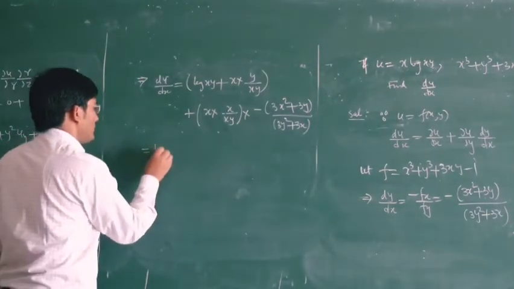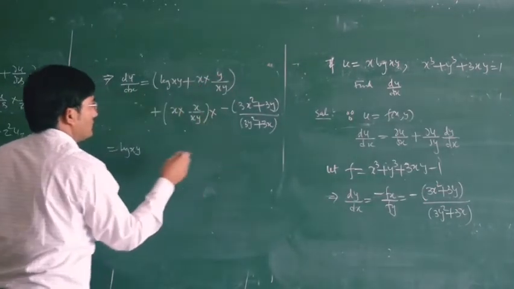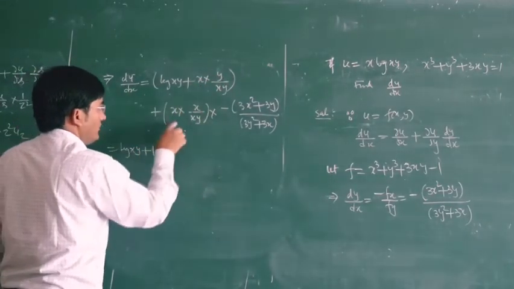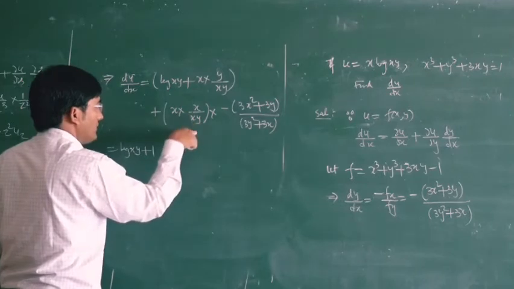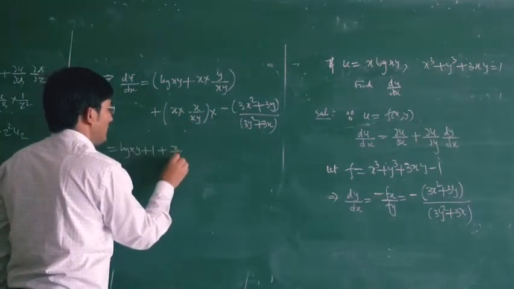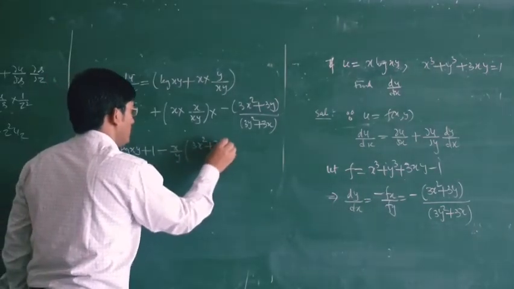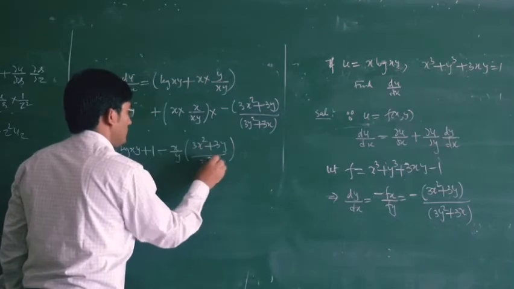This is equal to log xy. Now this x will get cancelled and this y is again cancelled. So we have f1. Here we have x square divided by x. So this will be your x upon y multiplied by this 3x square plus 3y upon 3y square plus 3x.